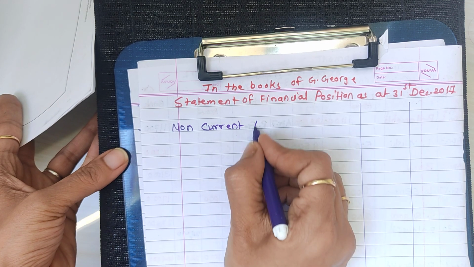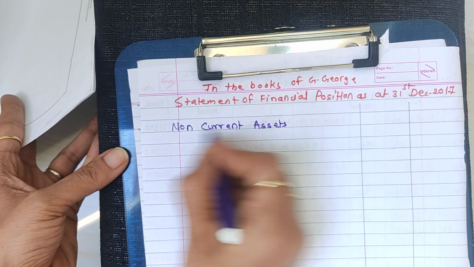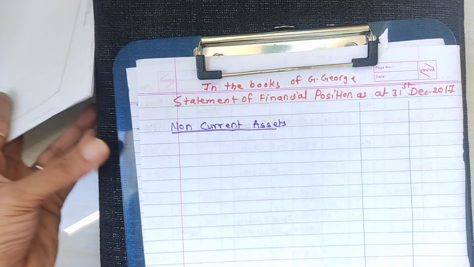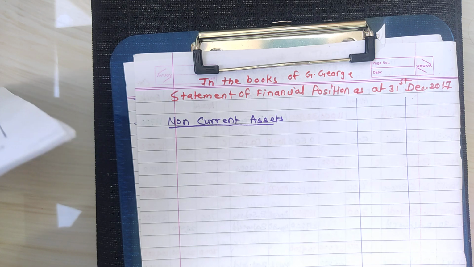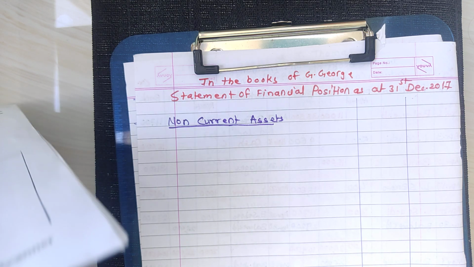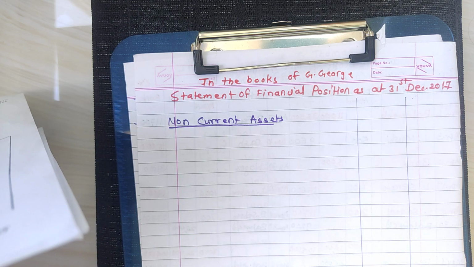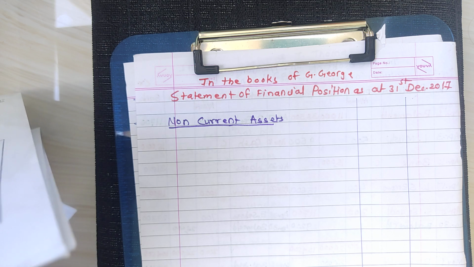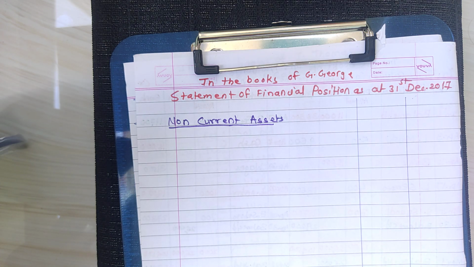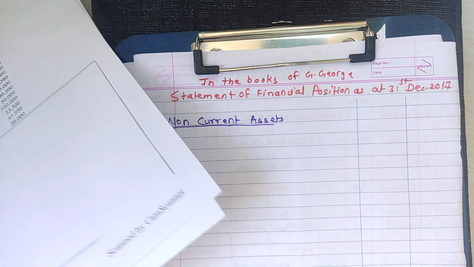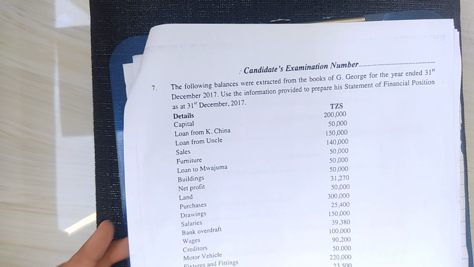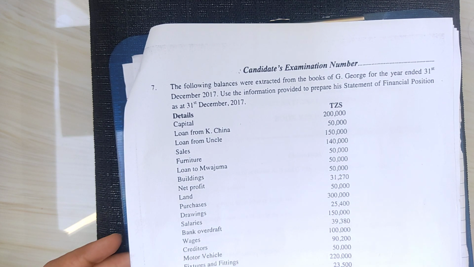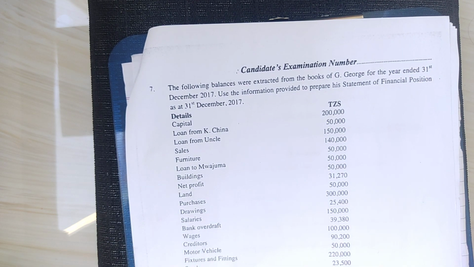non-current assets. Non-current assets means all fixed assets with the company, with the business. These are assets, whether tangible or intangible, which have real existence and are fixed by nature and give benefit to the business for a long period of time, like land and building, machinery, furniture, fixtures. So let's find out all these non-current assets from the question given.